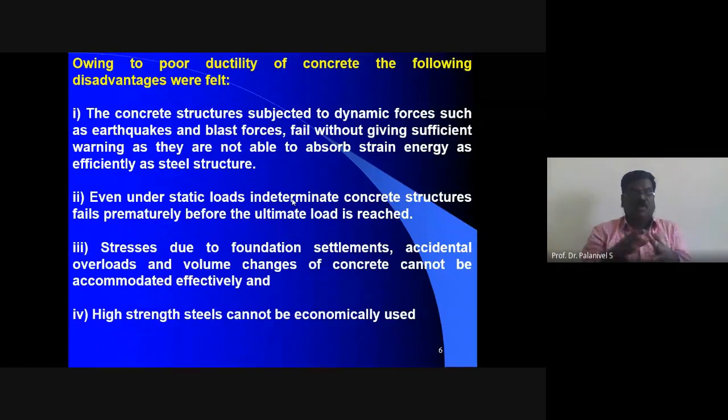But however, you should know. Okay, what is required from the exemption point of view, I will tell you. Moving to poor ductility of concrete, the following disadvantages were felt.